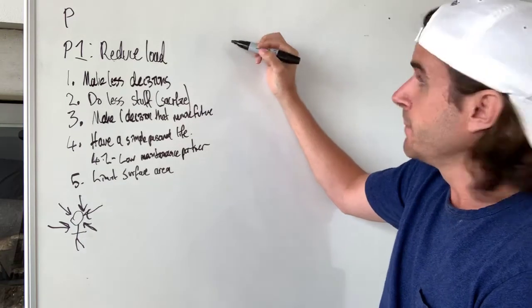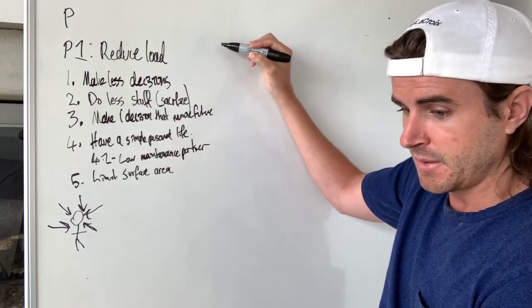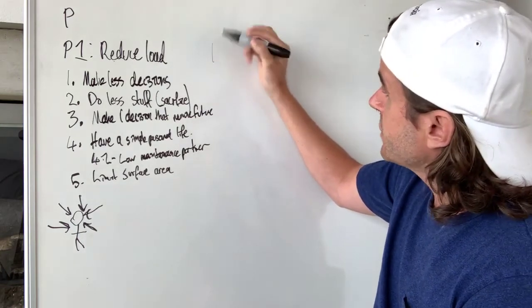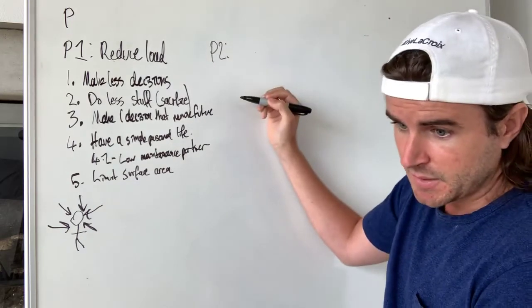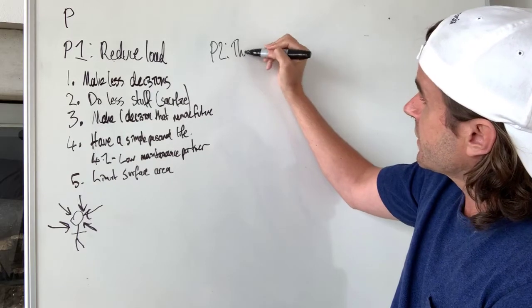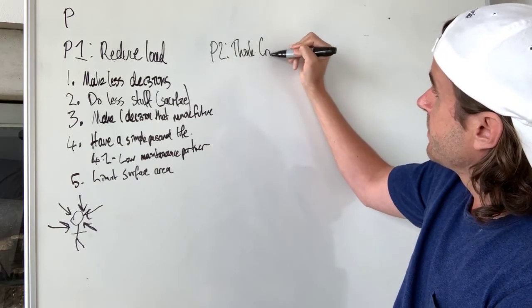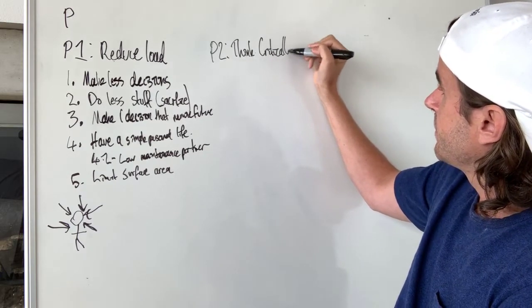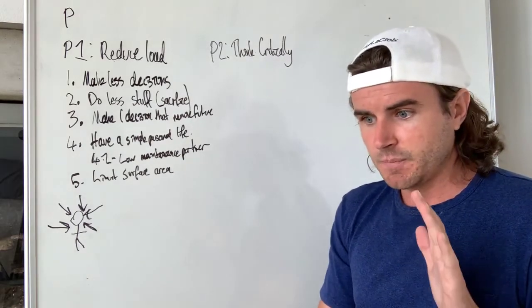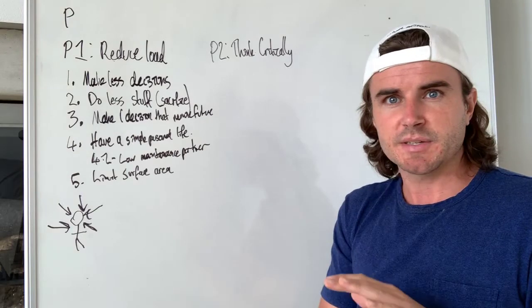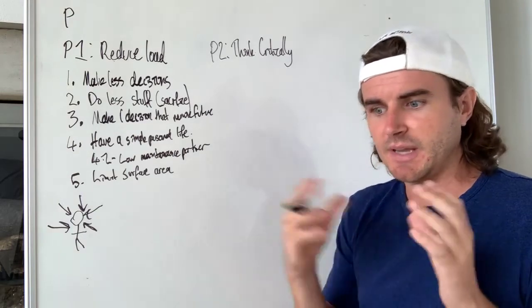Now let's go to P2. Now, P2, also known as Part 2, is called Think Critically. Now, thinking critically. So, you want to do your own analysis and you don't want to default to what everyone else is doing, right?